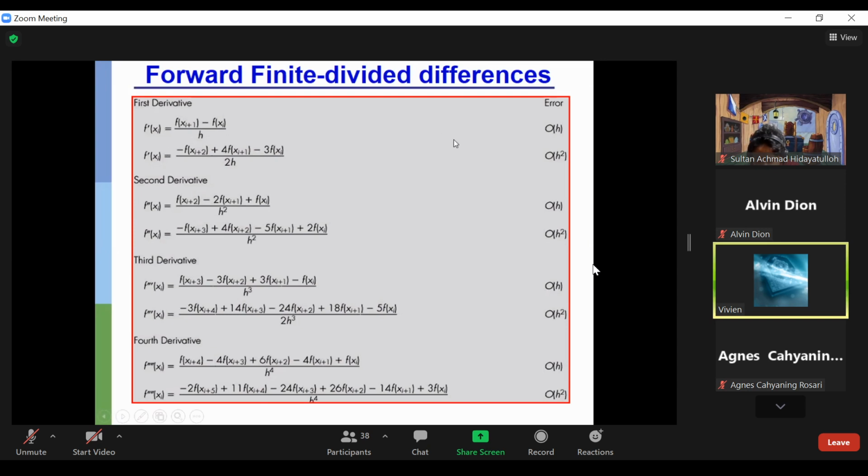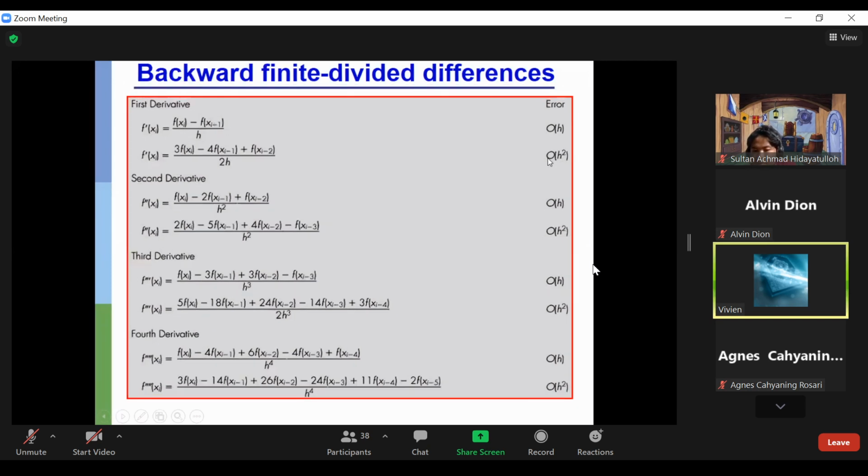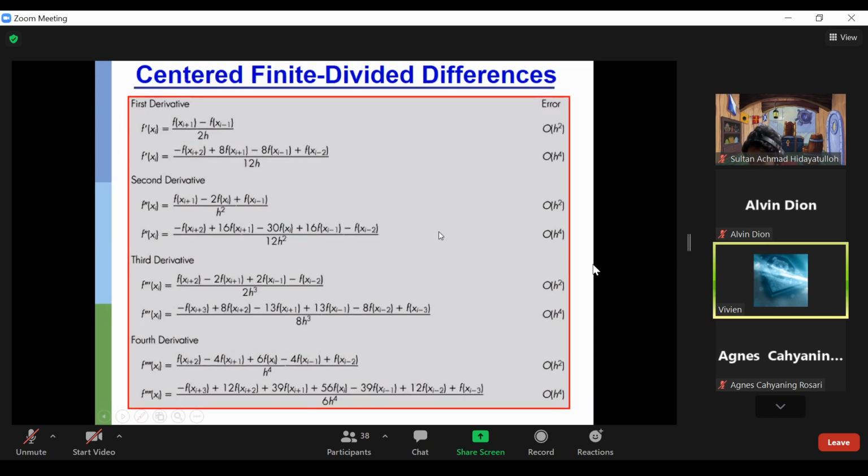We have several formulas, which for the forward scheme find up to the fourth derivative, and for the level of the error you can choose the first order error or the second order error. And also for the backward scheme here, we can find the first up to the fourth derivative with first order and second order error. And for the central difference scheme as well, we can find the first up to the fourth derivative with the selection of error, which can be second order or fourth order.